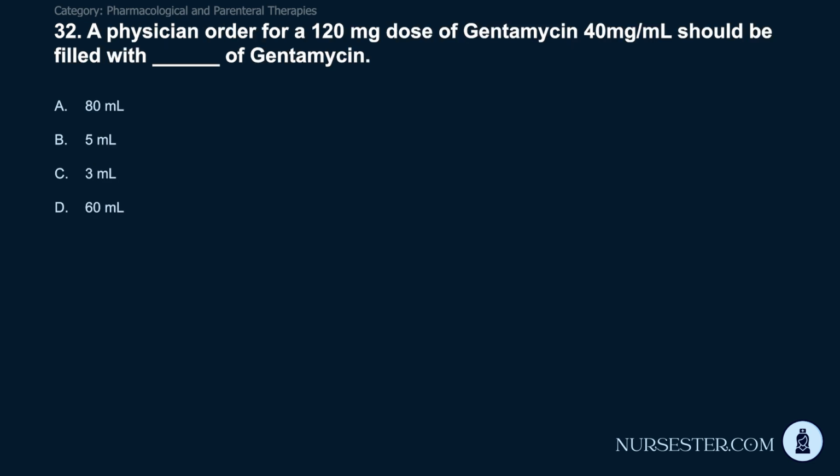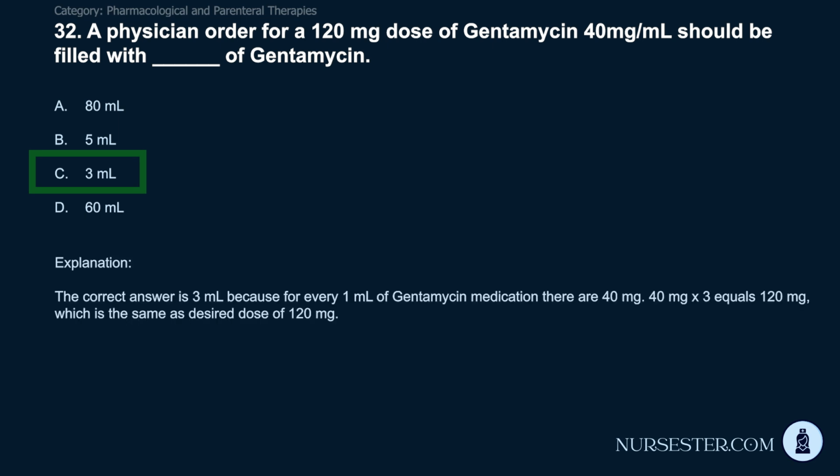32. A physician order for a 120 mg dose of gentamicin 40 mg per milliliter should be filled with ___ of gentamicin. A. 80 milliliters. B. 5 milliliters. C. 3 milliliters. D. 60 milliliters. Correct answer, C. 3 milliliters. The correct answer is 3 milliliters because for every 1 milliliter of gentamicin medication there are 40 milligrams. 40 milligrams x 3 equals 120 mg, which is the same as the desired dose of 120 milligrams.